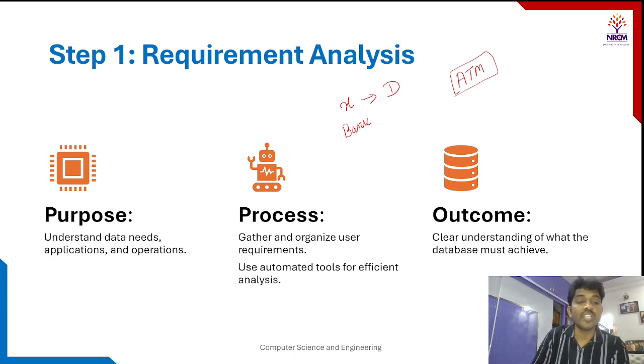The purpose is understanding the data needs, the applications and the operations you require. The process is gathering and organizing the user requirements, and using automated tools for efficient analysis. And the outcome is a clear understanding of what the database must achieve. Got it? This is the requirement. This initial phase plays a vital role in the database design.